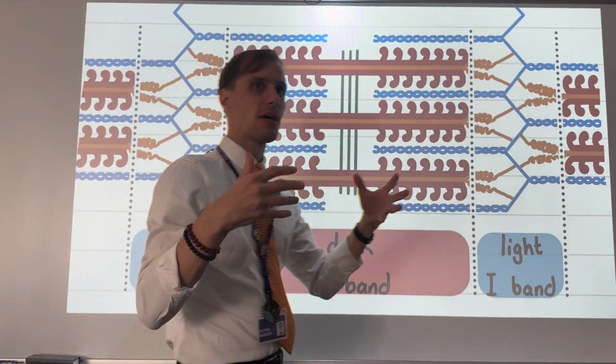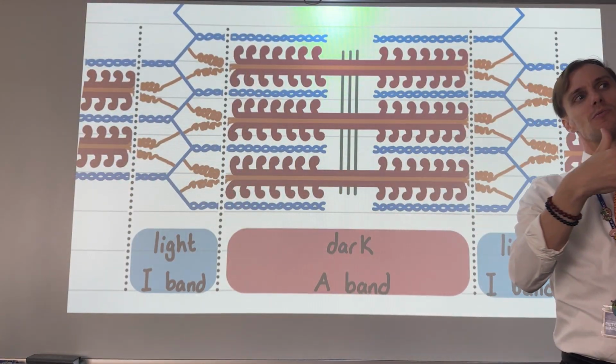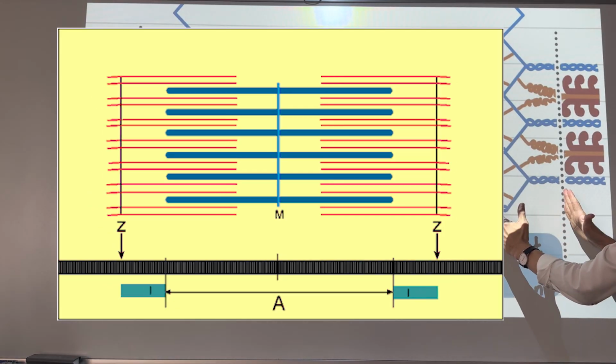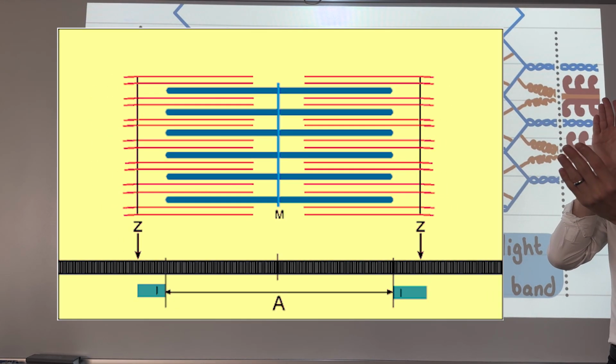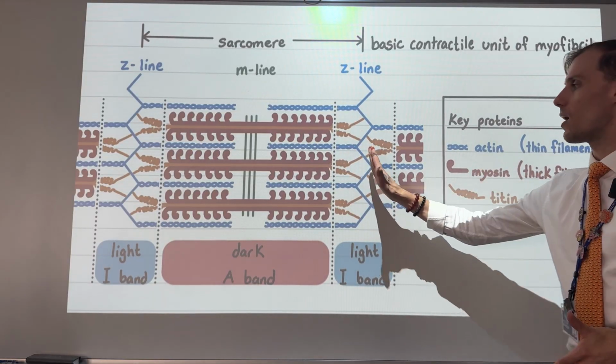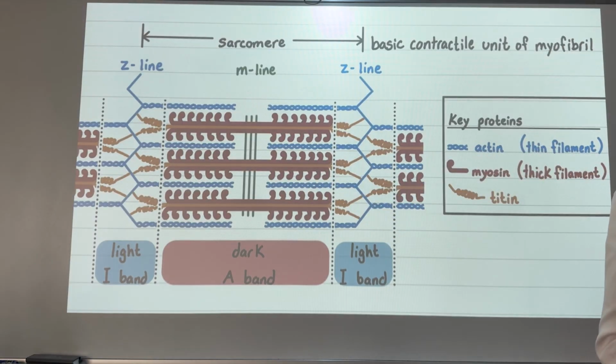So when muscles end up contracting, the dark band size actually won't change, but the light band will become smaller, and when it relaxes, the light band will become larger. The distance from one Z-line to another Z-line is something called a sarcomere.